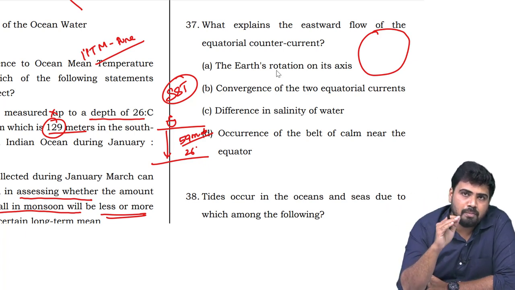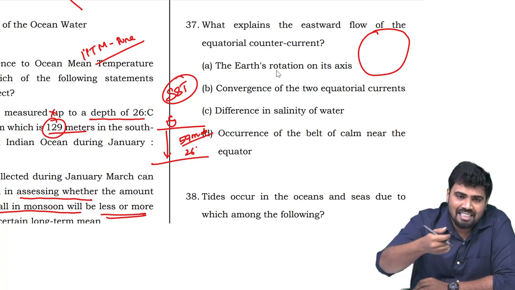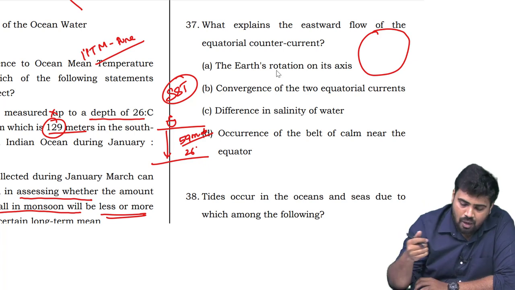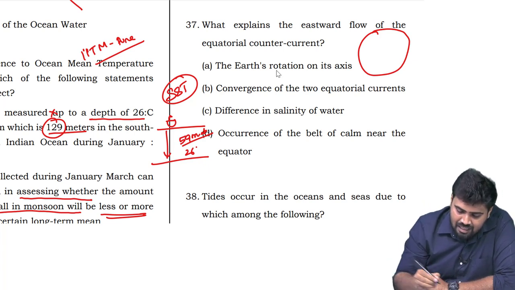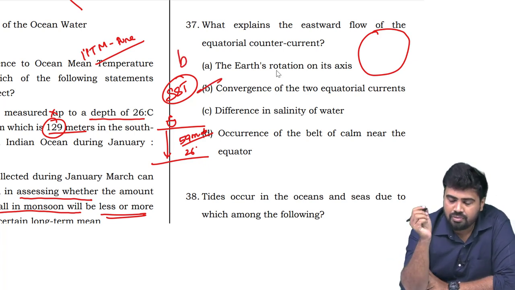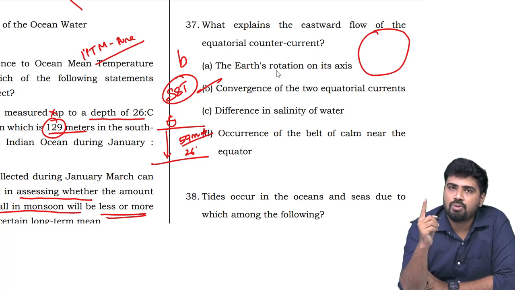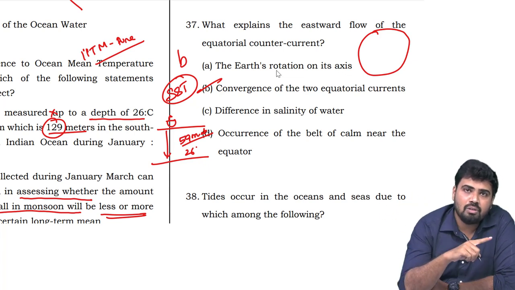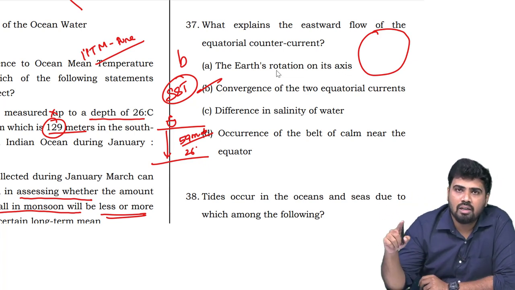So again water piles up in some region. So this convergence of equatorial currents creates a new current called equatorial counter current. So the exact answer is the convergence of two equatorial currents. First we have to know equatorial currents form due to the rotation of earth from west to east. So due to the convergence of equatorial currents, the equatorial counter current is formed.